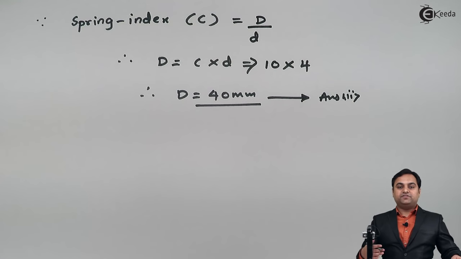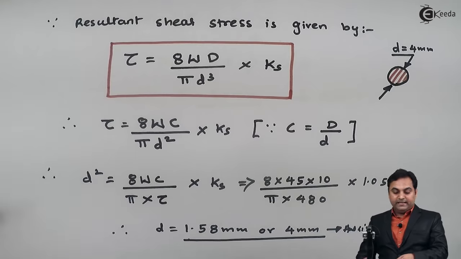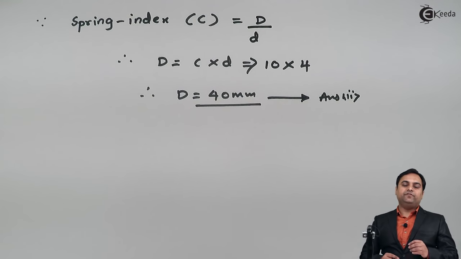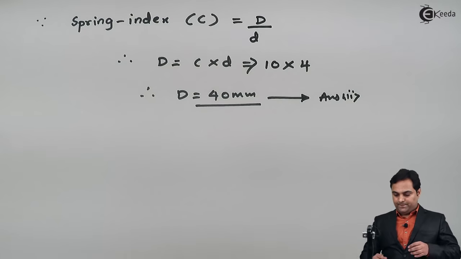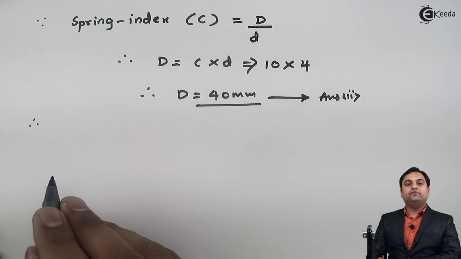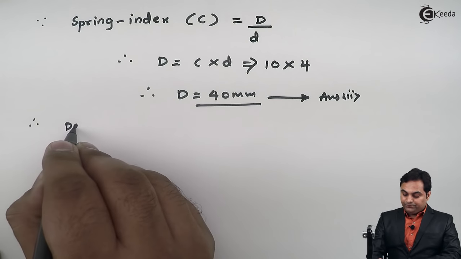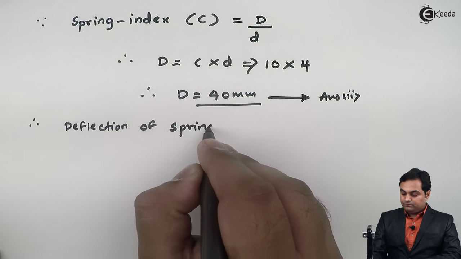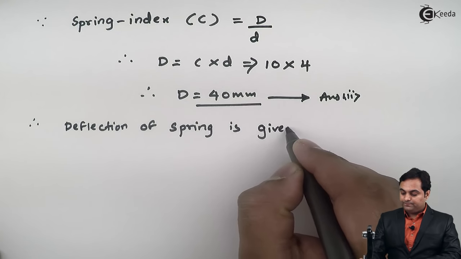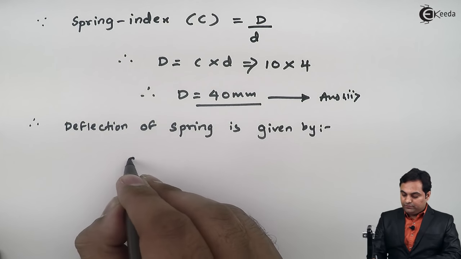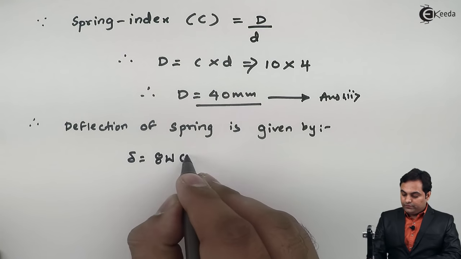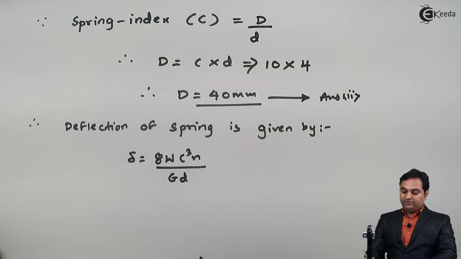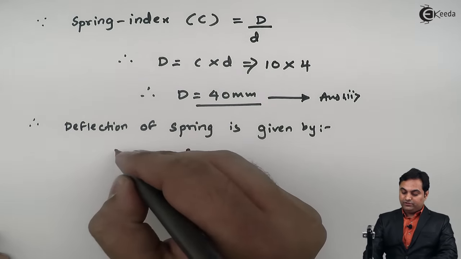Now, as we are designing the spring, we have calculated the wire diameter and we have calculated the mean coil diameter. After getting this, the next step is we will design the number of coils in the spring. So, I'll say that number of coils we can get from the formula of deflection. Therefore, deflection of spring is given by deflection is equal to 8W C cube N upon GD. This is the formula from which we can get the number of turns.